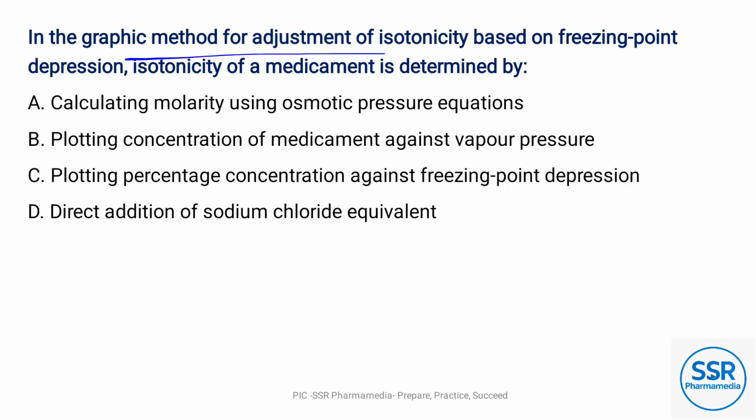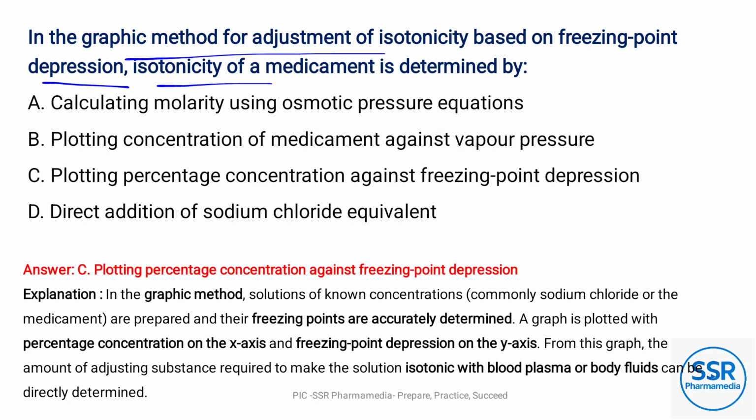In the graphic method for adjusting isotonicity based on freezing point depression, the tonicity of a medicament is determined by, so option C, plotting percentage concentration against freezing point depression.